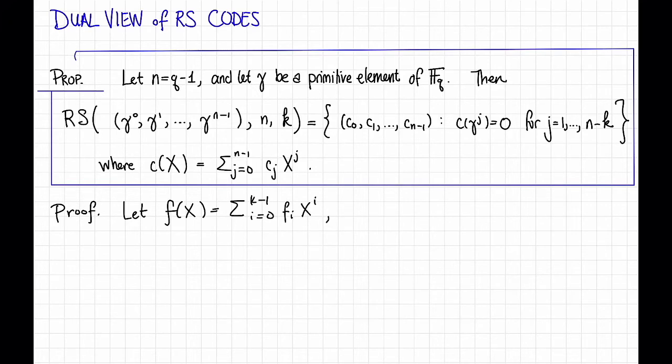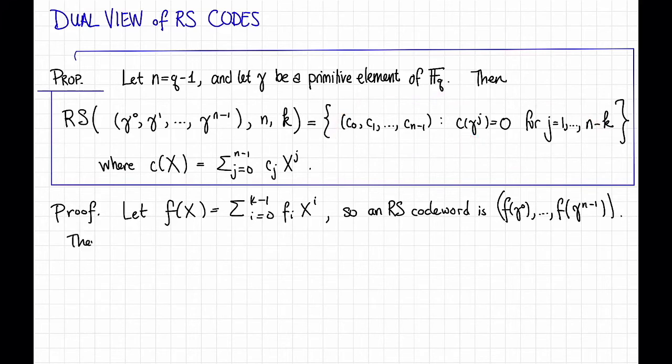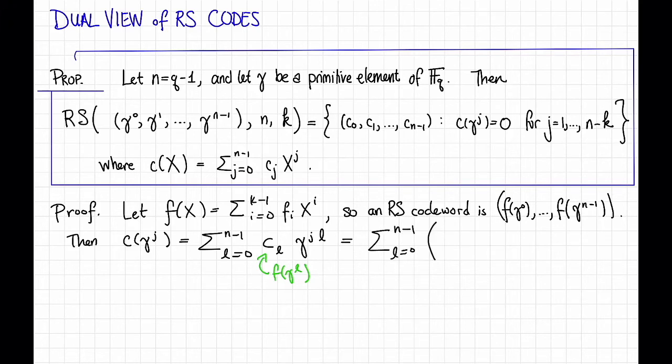So that means that a Reed-Solomon code word looks like evaluations of f. Now consider the corresponding polynomial c from this proposition, and let's see what happens when we evaluate it on gamma to the j. We get c of gamma to the j is equal to the sum from l equals 0 to n minus 1 of c_l gamma to the j times l. And remember that c_l here is equal to f of gamma to the l. So writing out what that means, this is equal to the sum over l of f of gamma to the l, which is the sum from i equals 0 to k minus 1 of f_i times gamma to the l times i, all times gamma to the j times l, because that was sitting right there.